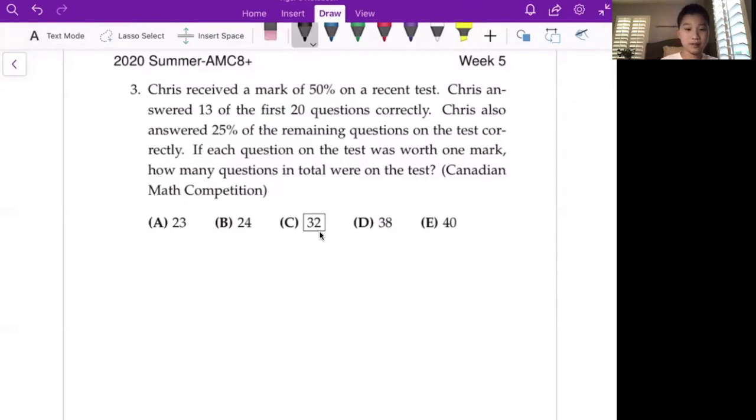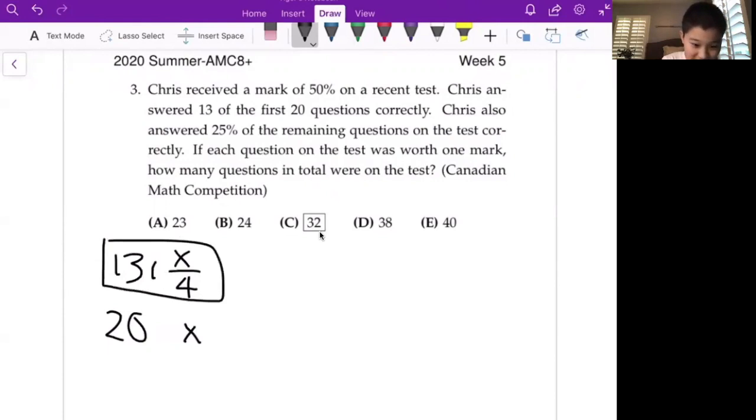Well, let's see. 13 questions, total 20. Now, how many questions were on the other part of the test? Well, we can write this as x. And since he only answered 25% of the remaining questions on the test correctly, x/4. That's x times 25%. So we know that he answered half of the questions right. So this is the number of questions he answered, and this is the total number of questions.